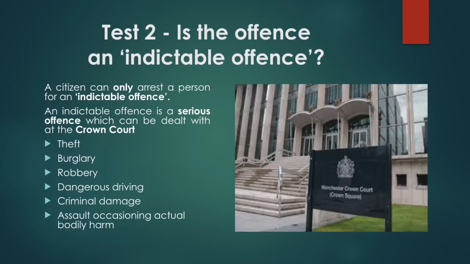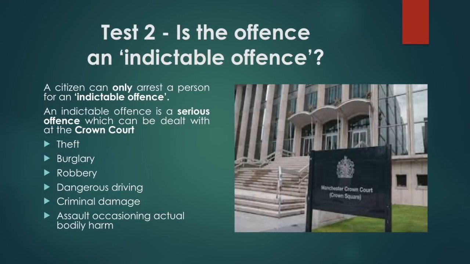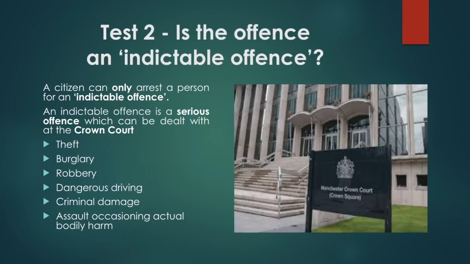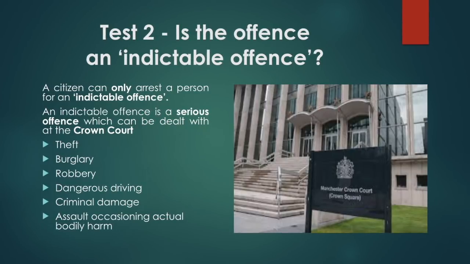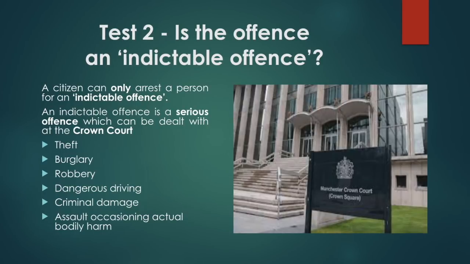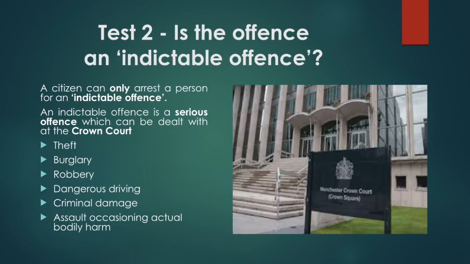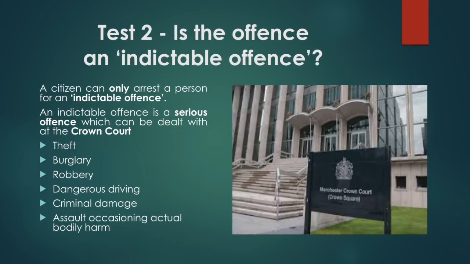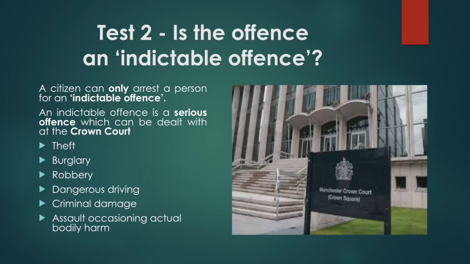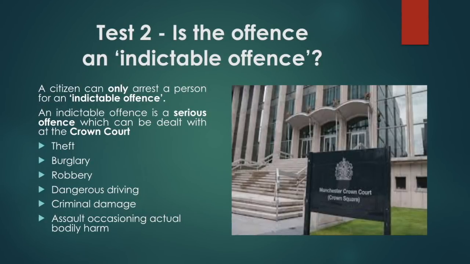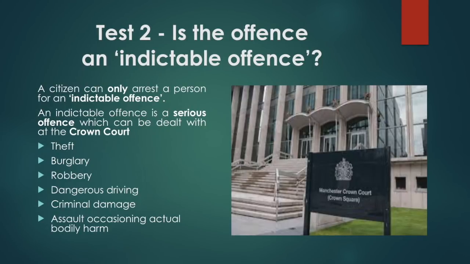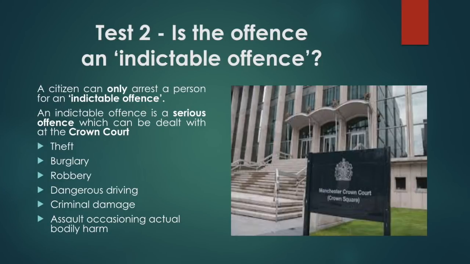The second test that needs to be met before you think about carrying out a citizen's arrest according to section 24A is: is the offence an indictable offence that is serious enough to qualify for citizen's arrest? The law says that a citizen can only arrest a person for an indictable offence. An indictable offence is a serious offence which can be dealt with at the Crown Court. So, for example, offences that can be dealt with at the Crown Court include theft, burglary, robbery, dangerous driving, criminal damage, assault occasioning actual bodily harm.